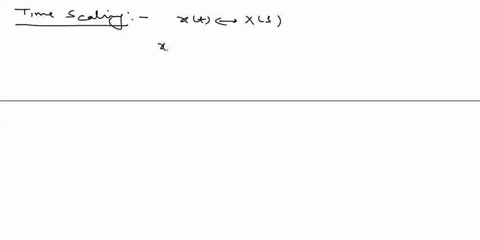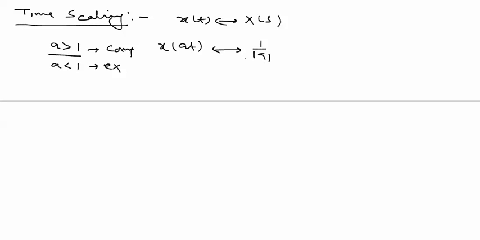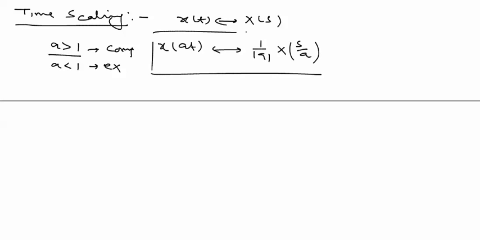Next property, time scaling. If x(t) has transform X(s), the time scaled signal may be compressed or expanded depending on the value of a. It is compression, it might be expansion. Compression. With this scaling we get a modification in the Laplace transform by this amount.